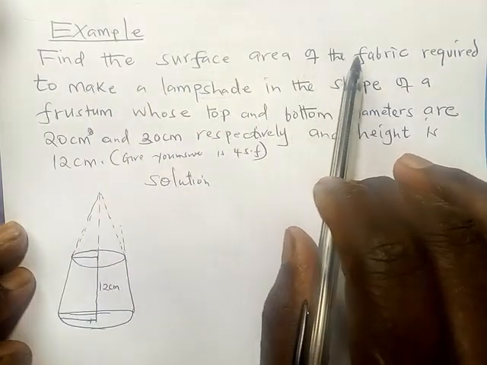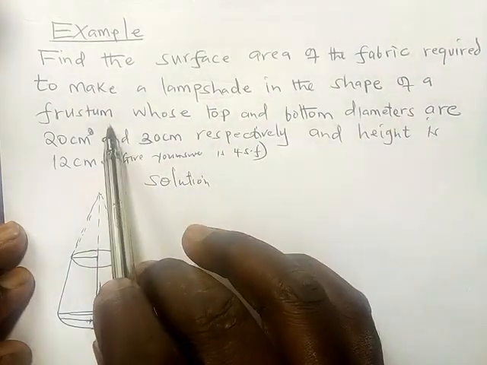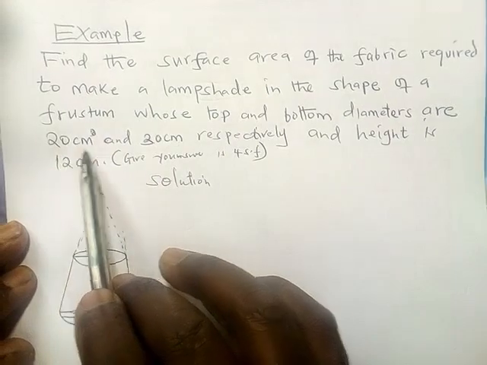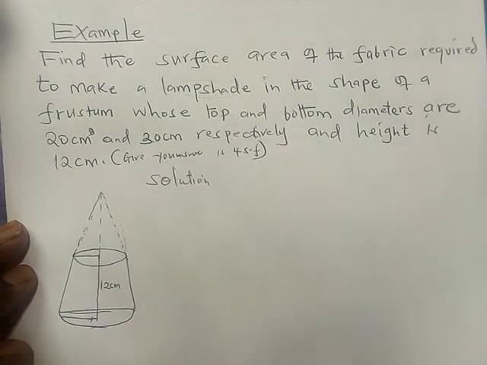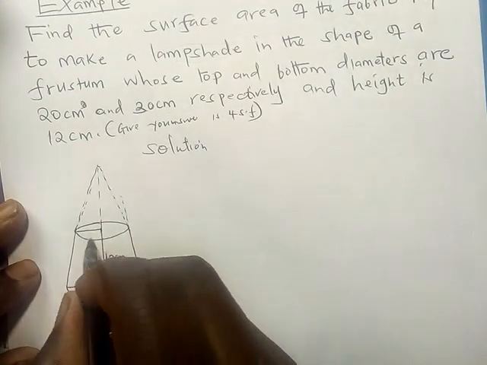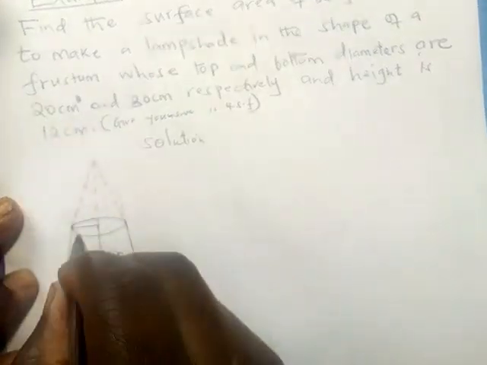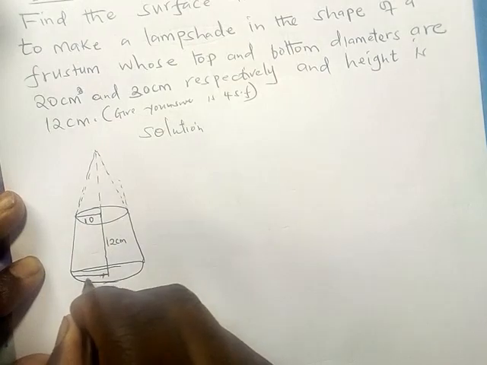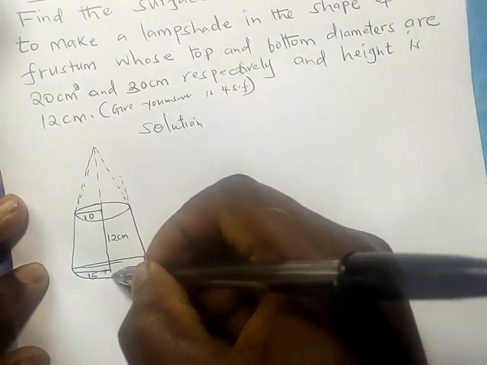Find the surface area of the fabric required to make a lampshade in the shape of a frustum, whose top and bottom diameters are this and that respectively, and the height is 12. We have been given that the diameter of the small one is 20, so the radius is 10. The big one is 30, it means the radius is 15. From here up to here, it is 12.